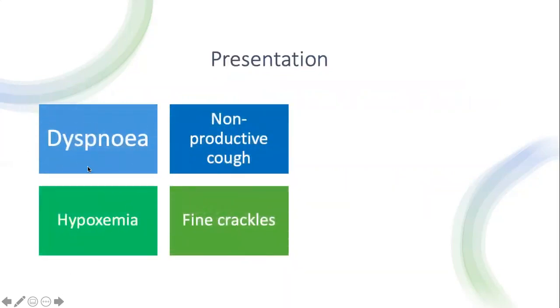So dyspnea is one of the main symptoms. There may be an associated productive cough. These patients are usually hypoxemic, and on examination of the lungs, there might be fine crackles.